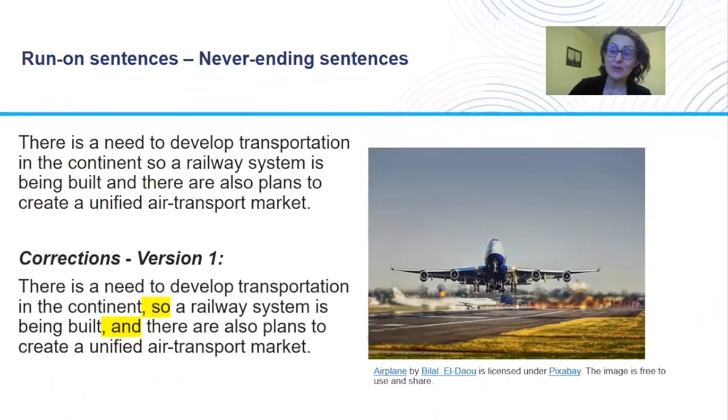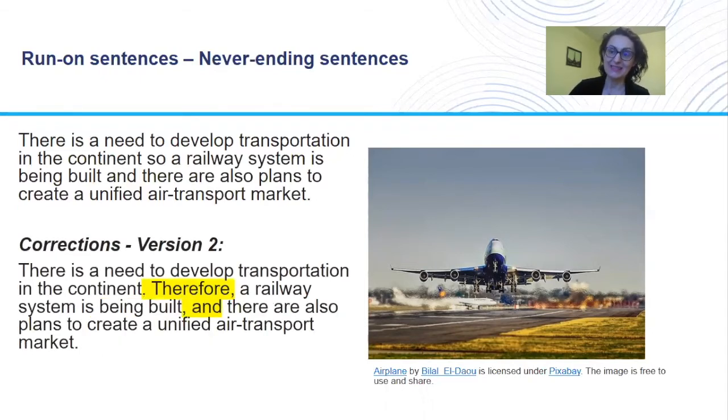So one way we can correct the example is to add commas before the conjunctions. And in this way, the sentence is correct. Another way we can correct the sentence is if we just divide it into two, because the sentence was a little too long. I decided to divide the sentence after the first clause, and I replaced "so" with "therefore." Both of the versions are correct.